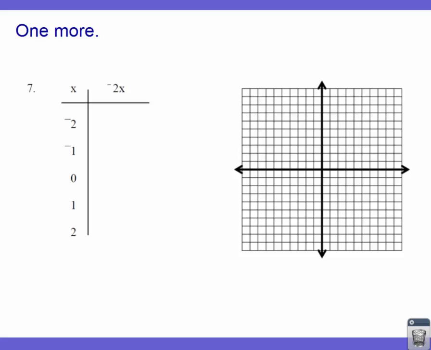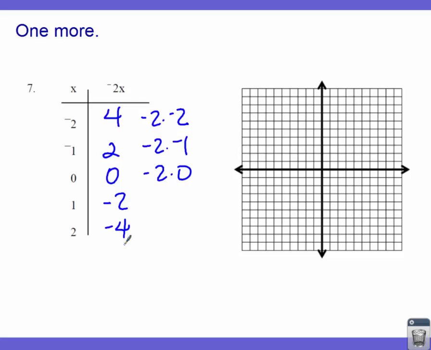Now, what's different in this one? You'll notice the coefficient is negative. You think that'll have an impact on your graph? Well, let's see. So we plug in. -2 times -2 gives you 4. -2 times -1 gives you 2. -2 times 0 gives you 0. Well, this one, it looks like we're subtracting 2. So if I subtract 2 more, I get -2 and -4.